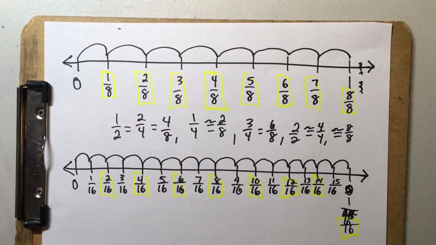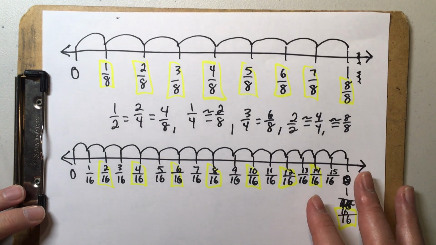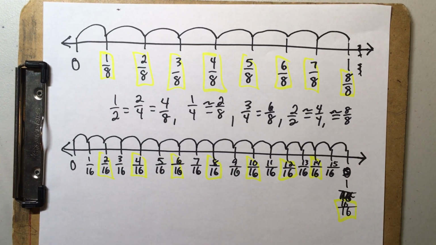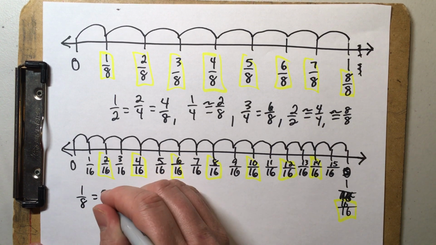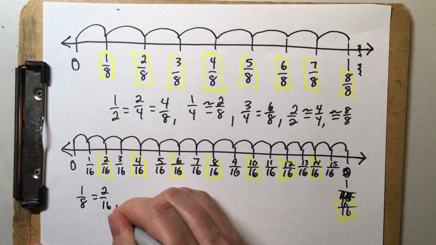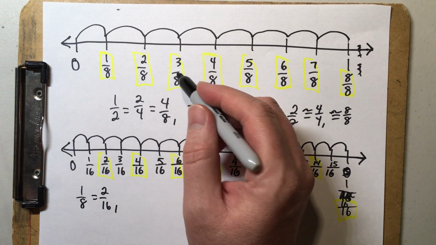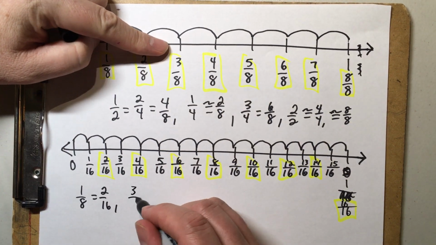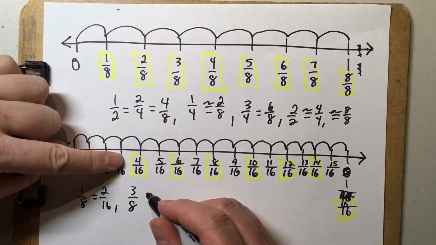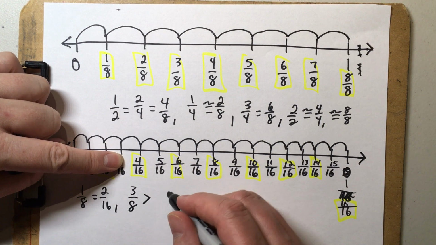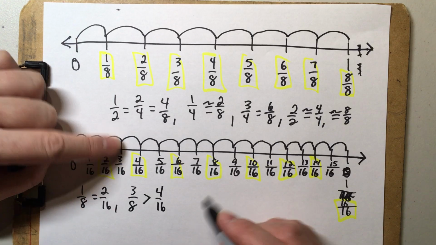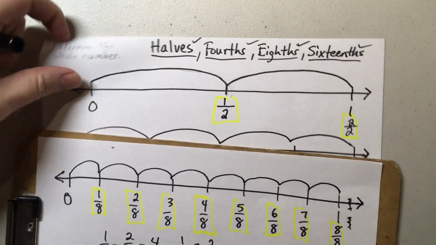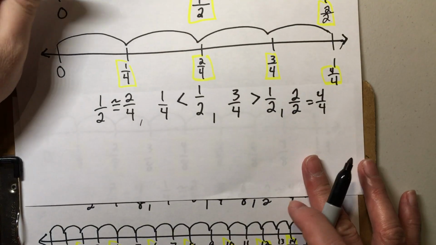And then have them start drafting true statements, okay? 1 eighth is equal to 2 sixteenths, okay? 3 eighths here is going to be greater than 4 sixteenths. Okay. Save that other paper that you have. Have them take a look.